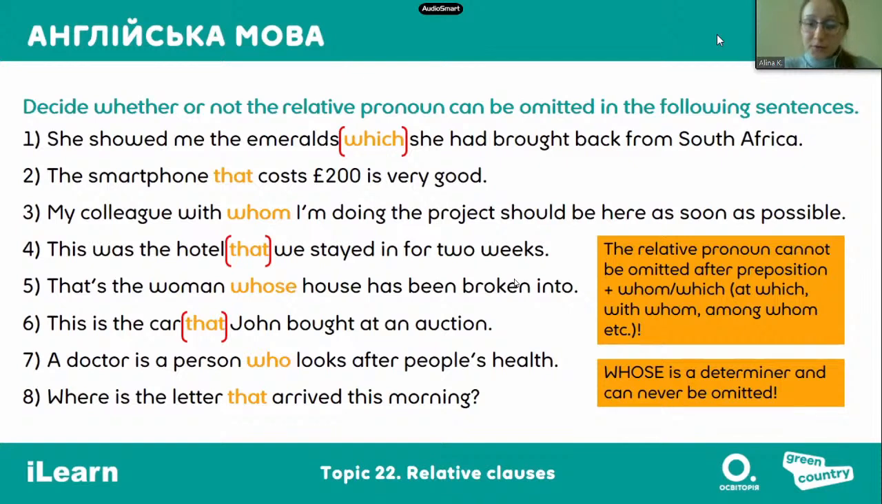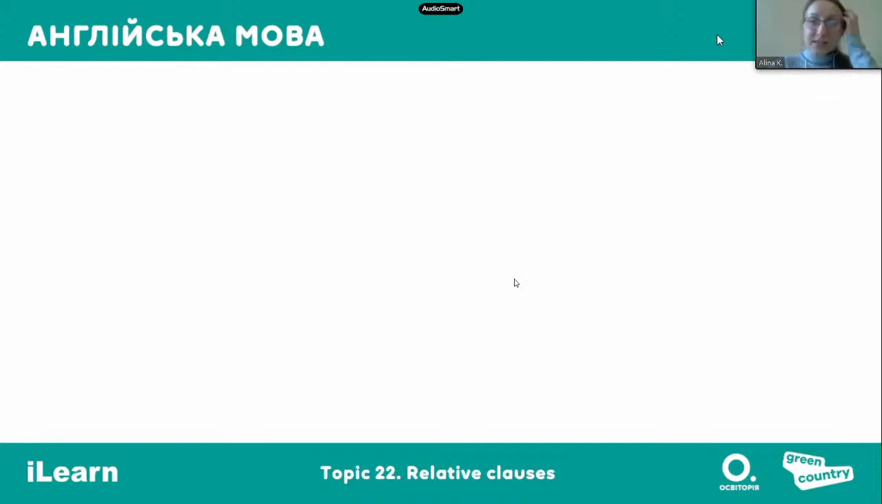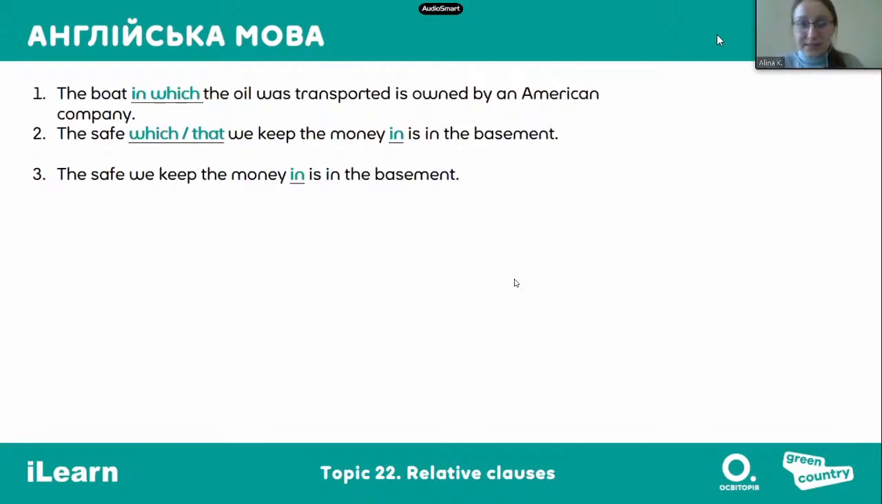Okay, a doctor is a person who looks after people's health. We cannot, yes, because it is followed by a verb. And number 8, also we cannot because it is followed by a verb. That arrived. Clear. So I hope that everything is clear with these examples. Let's look at these sentences.